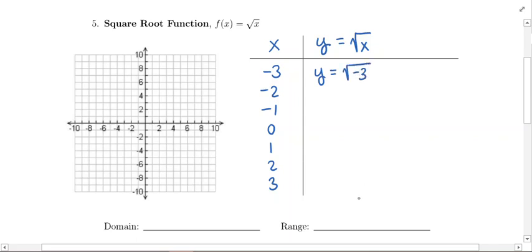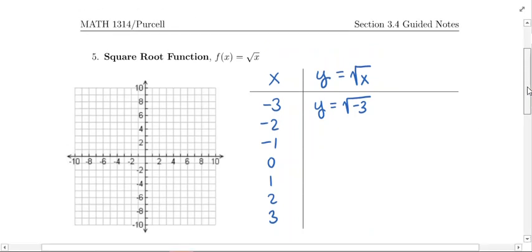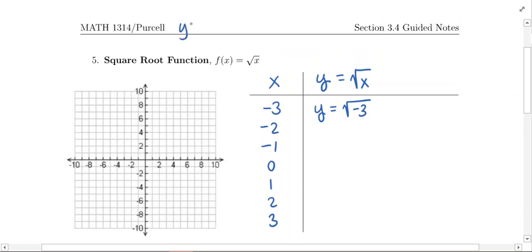Okay, and as soon as you see this, alarm bells should go off. You cannot take the square root of a negative number. Okay, that's a big time error. So let me write that up here. So you cannot take the square root of a negative number.